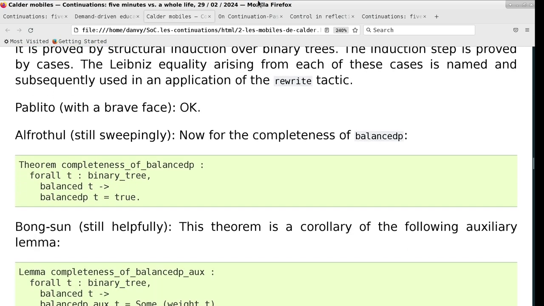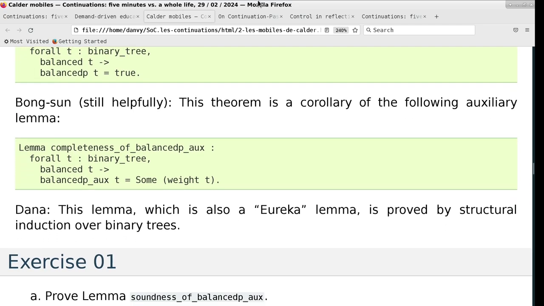Now, for the completeness of balanced P. So that's our second theorem. What is completeness? It means that if a tree is balanced, then running the program will return true. That's the symmetric of soundness. This theorem is a corollary of the following auxiliary lemma. The auxiliary lemma says that if a tree is balanced, then the auxiliary function will return some weight of that tree. This lemma, which is also a Eureka lemma, is proved by structural induction over binary trees.